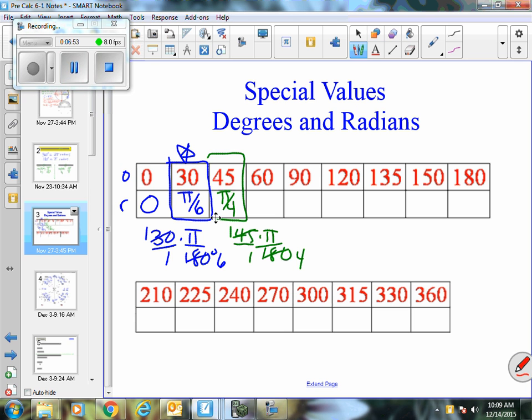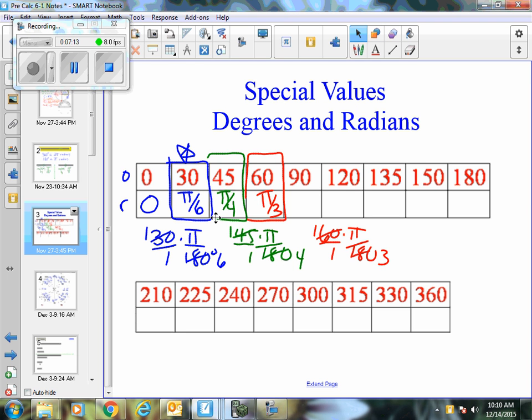And then how about 60 degrees? 60 times pi over 180. We're going to reduce, so 60 pi over 180. How many 60 degree intervals are there in 180? There would be 3 of them, so this would be a pi over 3. So we have pi over 4, and now pi over 3. For 60 degrees, you would need 3 of them to make 180, or it's 1/3 of 180. Excuse me, that means it would be 1/3 of pi as well.